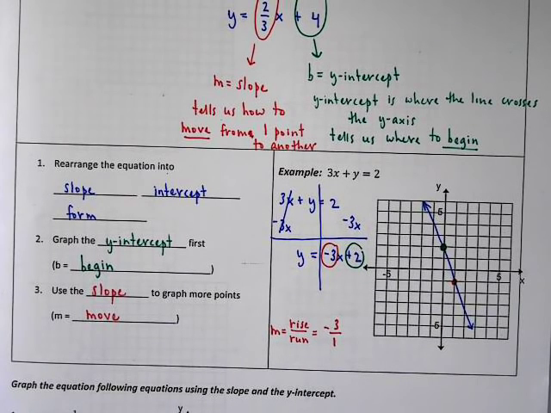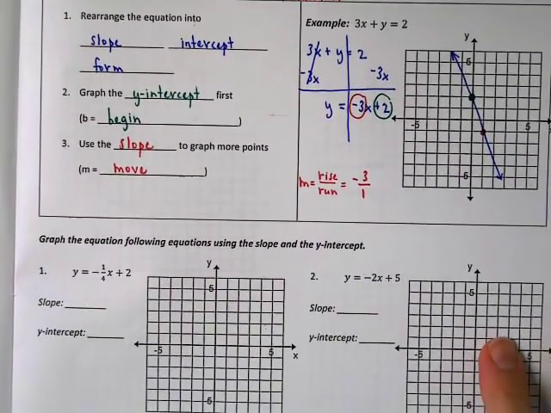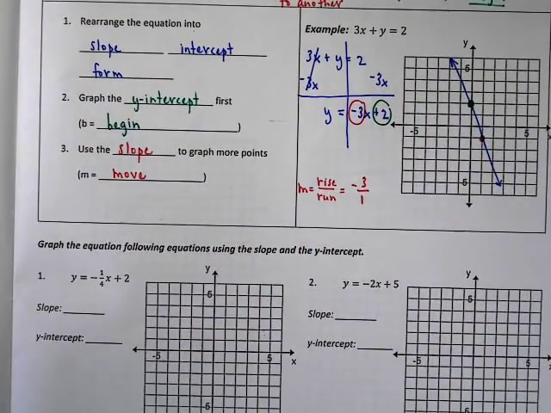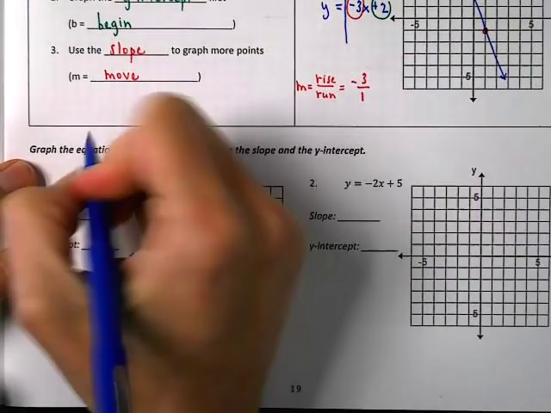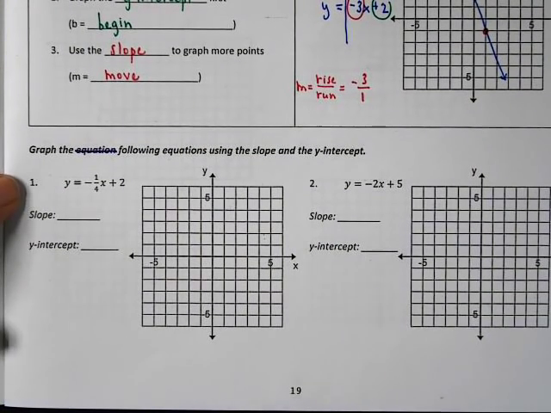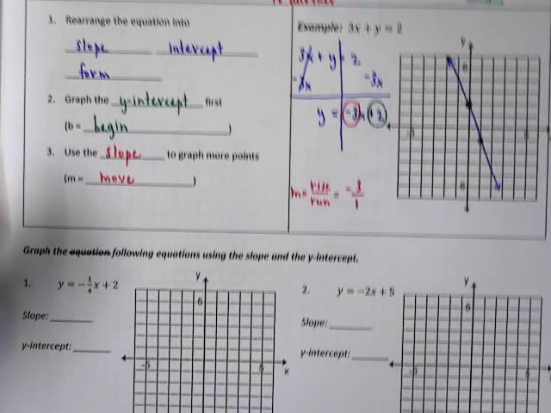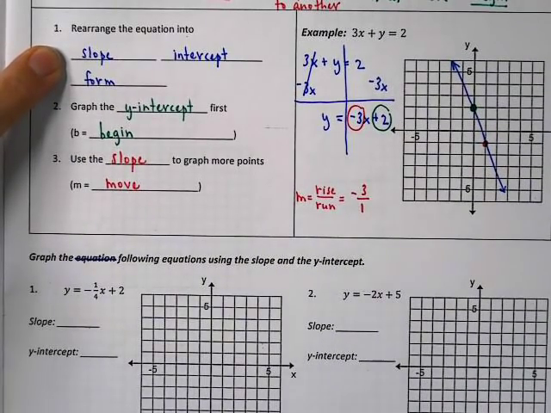Okay, we'll do one more example and then we'll save the other one for class. So again, our directions tell us to graph the following equations. There's an extra word there. Graph the following equations using the slope and y-intercept. So the first thing I always do, if I look back at my steps, is see if I need to rearrange the equation.